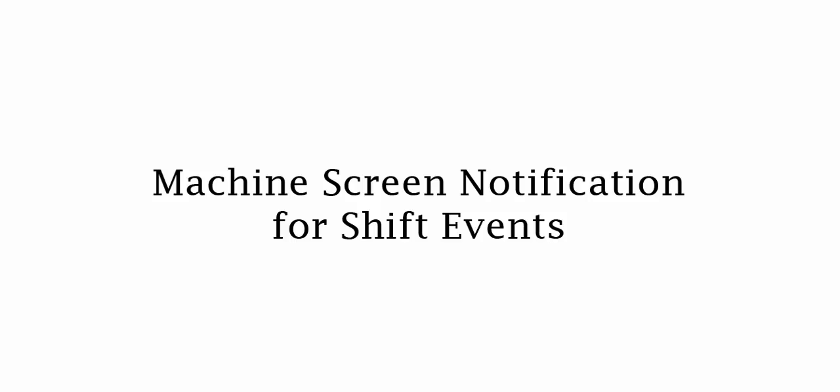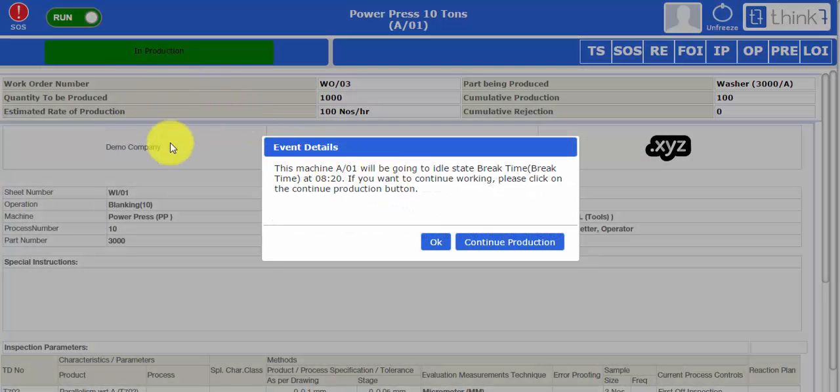If you have a shift calendar running, you will now receive a notification on the machine screen or tablet fixed on the machine 10 minutes before the shift event triggers. The operator has the option to continue production if required.